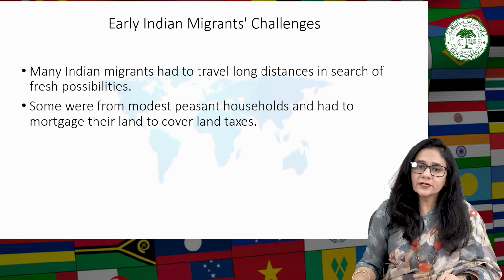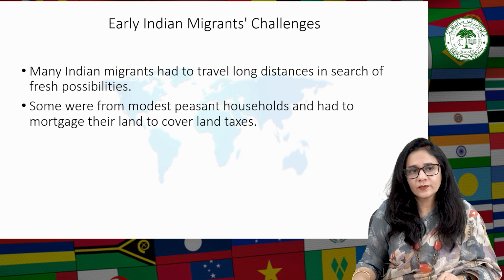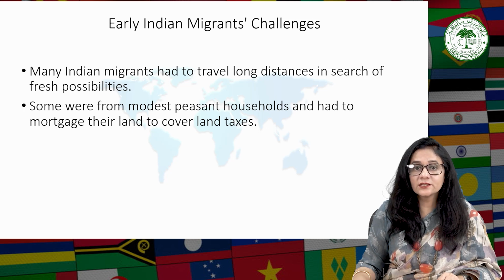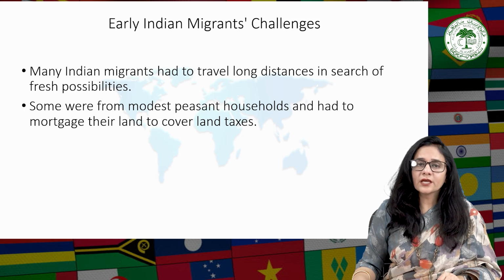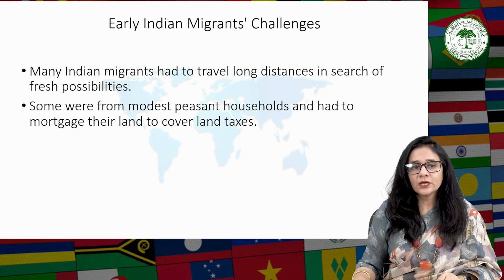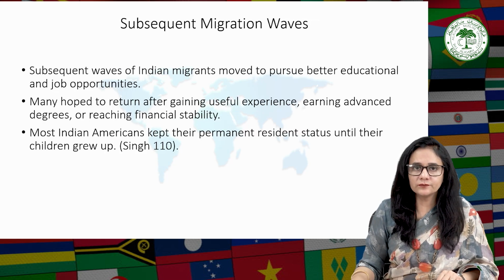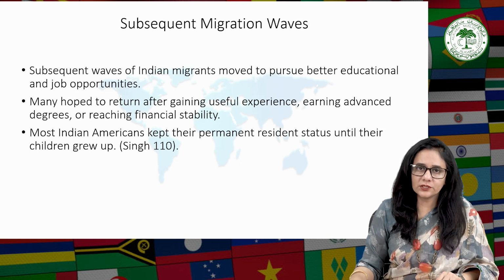Many Indian migrants had to travel long distances in search of fresh possibilities. Some were from modest peasant households and had to mortgage their land to cover land taxes. Despite enduring challenges and discrimination in their new homes, these immigrants persisted, believing that the West offered prospects for a brighter future. Subsequent waves of Indian migrants moved to pursue better educational and job opportunities.